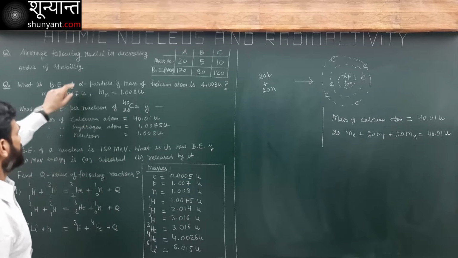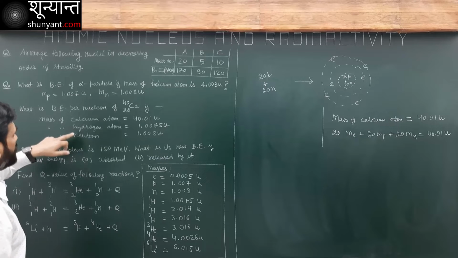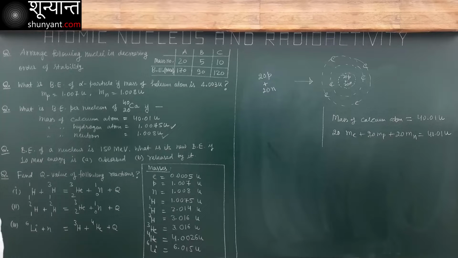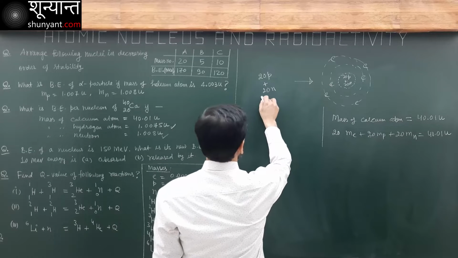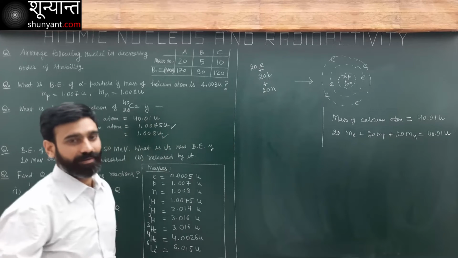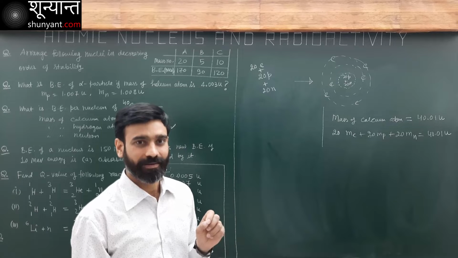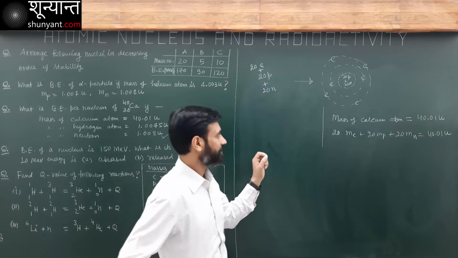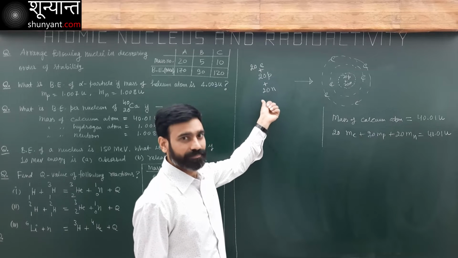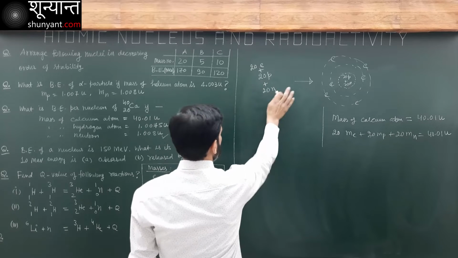Now, calcium atom. Now, hydrogen atom, neutron, these two are given. How do I make use of this? So here I will have plus 20 electron. What I want to find? I want to find binding energy. For that, I need to find the mass defect. How do I find mass defect?